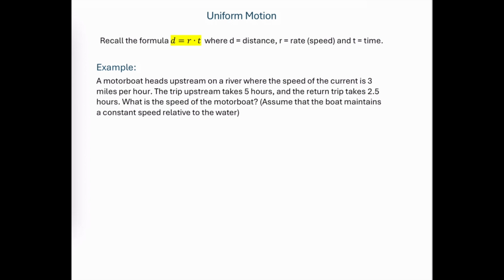A motorboat heads upstream on a river where the speed of the current is 3 miles per hour. The trip upstream takes 5 hours and the return trip takes 2.5 hours. What is the speed of the motorboat?